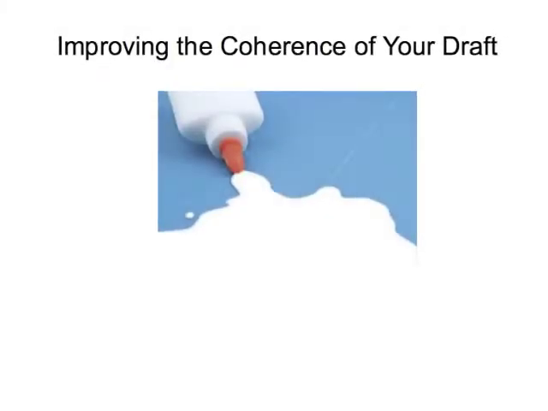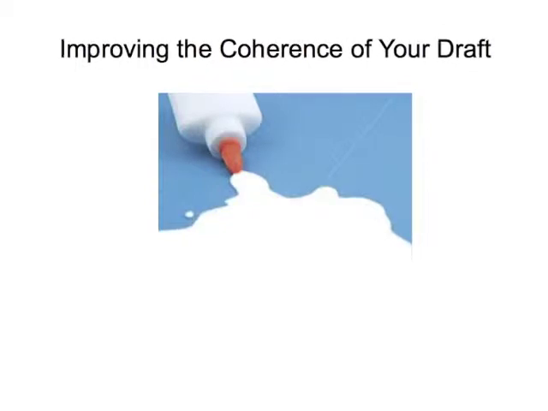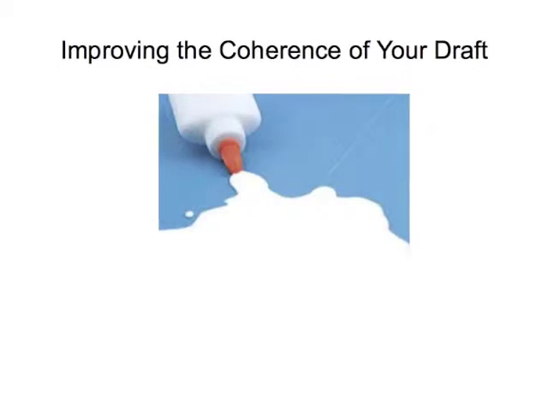Improving the coherence of your draft. In the revision process, we've been focusing on two areas. Number one, your content, your ideas, and the second is organization. And coherence is an important part of this idea of organization.